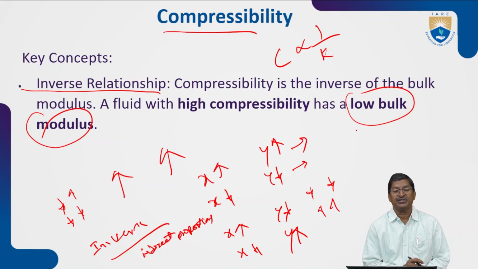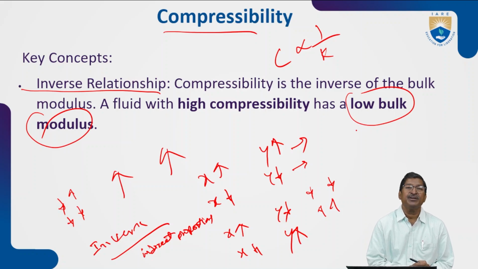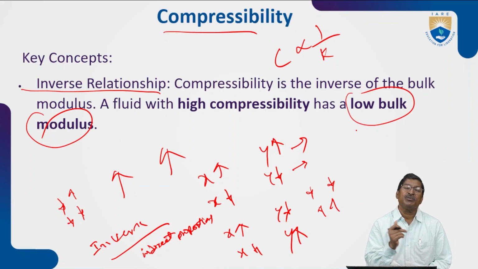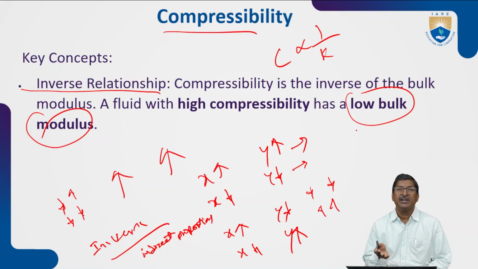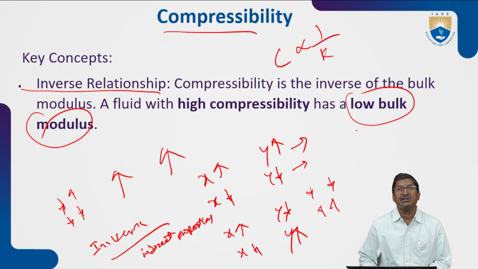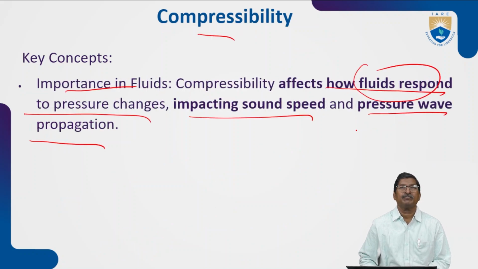So the bulk modulus and compressibility are inversely proportional. Compressibility will be inversely proportional to the bulk modulus. So if bulk modulus is rising, compressibility is decreasing. If compressibility is rising, bulk modulus will be decreasing here. That is called an inversely proportional or inverse relationship that compressibility and bulk modulus have. So one is high and the other is low; if another is high, the one is low.